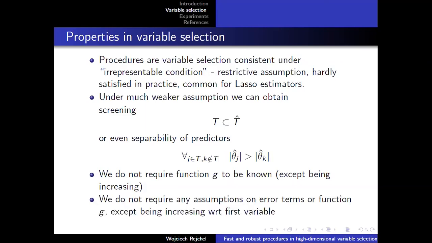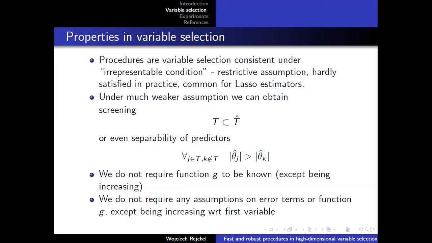And in the single index model, in the case that Y is real, for instance, we do not need any assumptions on the distribution of errors. And in fact, we also do not need the function G. So this, I will show you in a second the result, which is about separability, which is a crucial property.